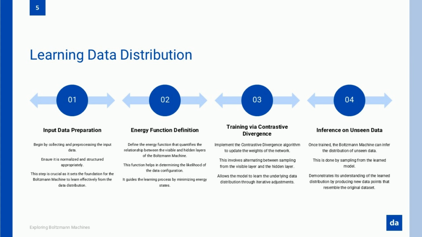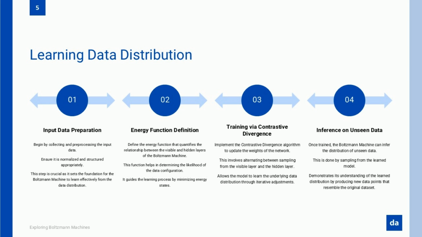Instead of simply memorizing data, they aim to model the probability distribution of the input. This means they don't just recognize individual examples, they learn the overall characteristics of the data and can generate new instances that fit within that learned distribution.